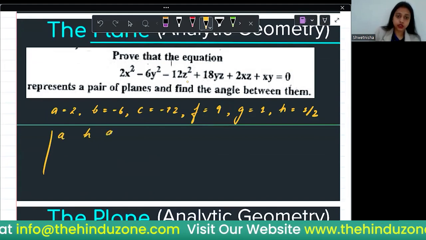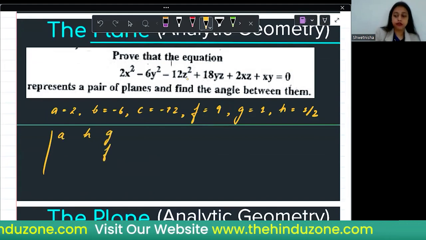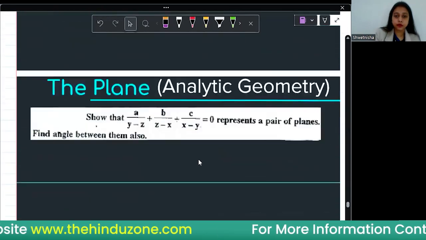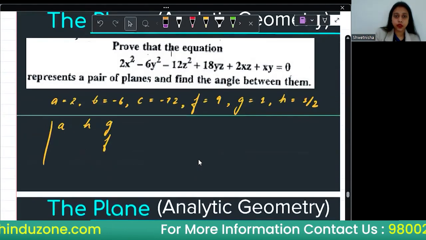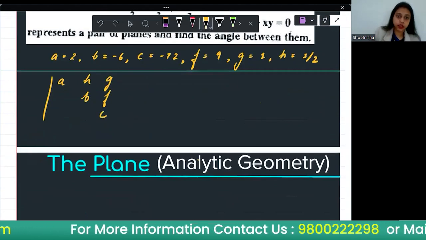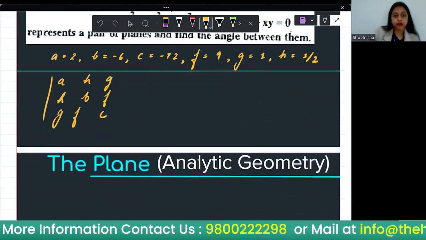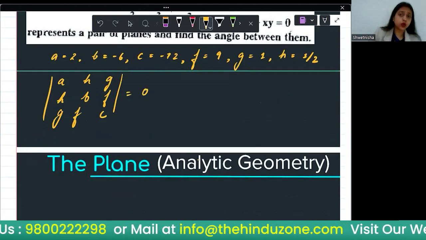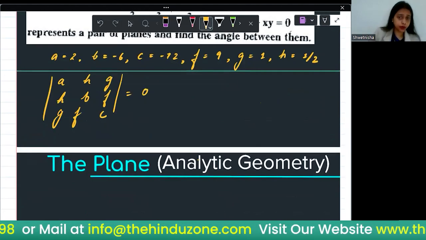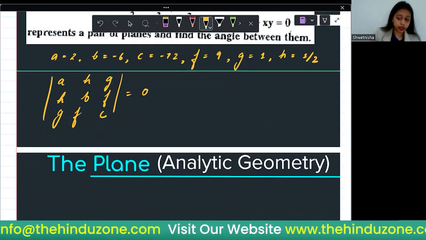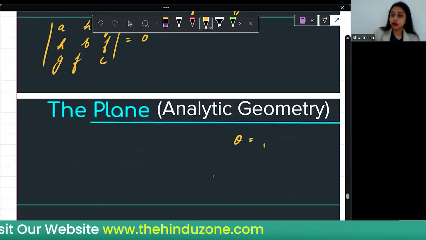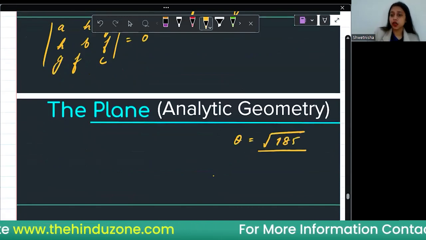A, H, G, H, B, F, G, F, C. This has to be 0. You find out the condition, actually it will come out to be 0. So yes, it represents a pair of planes. And for the angle between them, again, apply the formula, and I write the answer. Kindly verify this. This is your answer.